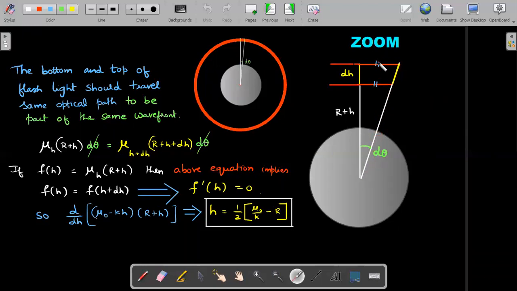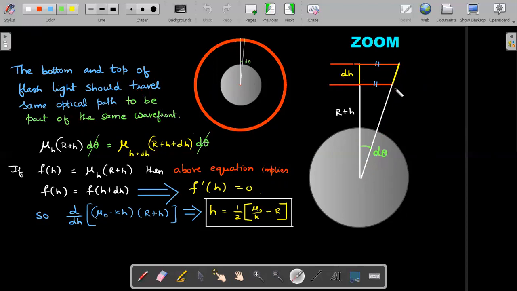Right? So what should I equate? Are these two path lengths the same? No. Are these two optical path lengths the same? Answer is yes. That's how the simultaneity works. So the bottom and top of the flashlight should travel the same optical path to be part of the same wavefront.